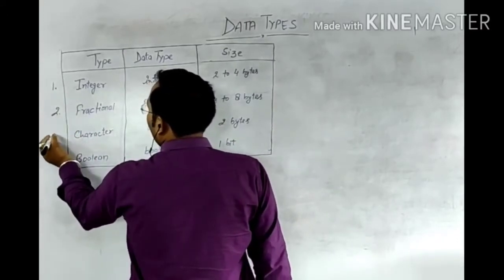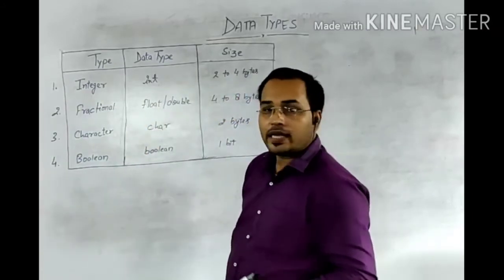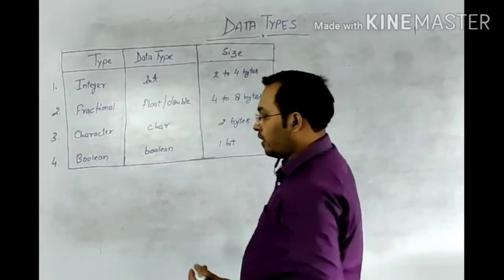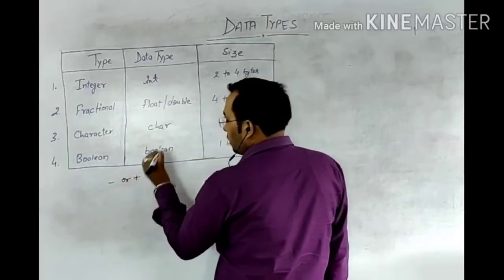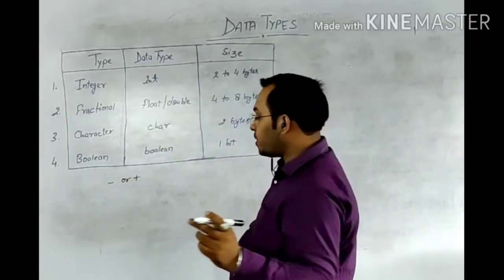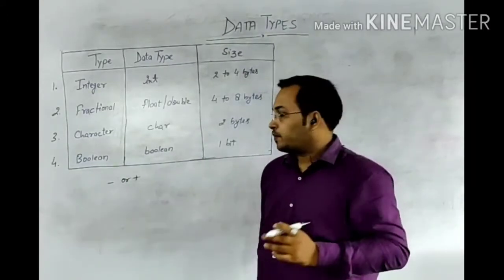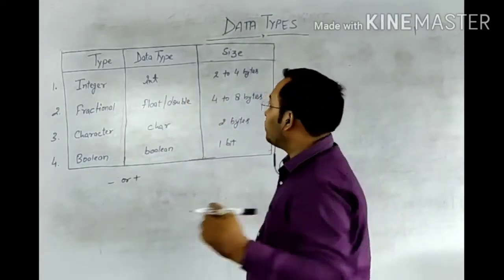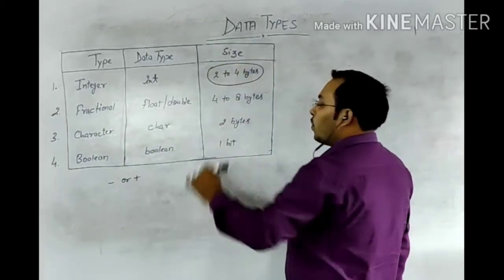1, 2, 3 and 4. The first type of data is integer. Integer means it will take only integer values, that means either minus or positive. But it should be in a real form. Real form means it will not be in the fractional part. So integer will take values in real form and it will take 2 to 4 bytes.